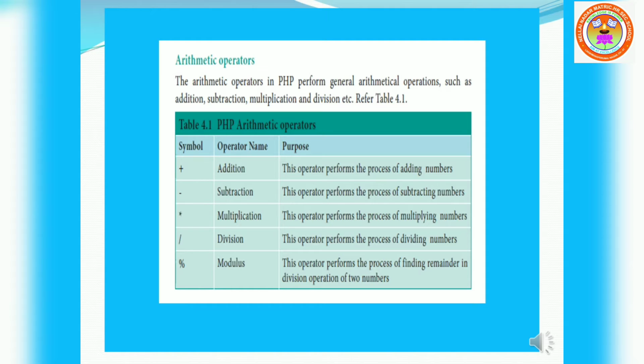Modulus, this is very important operator which performs the process of finding the remainder in division. When two numbers are divided, the remainder will be extracted from this modulus operator, whereas division operator extracts the quotient. So this is the difference between division and modulus. Division operator divides numbers and returns the quotient, whereas modulus operator will give the remainder.